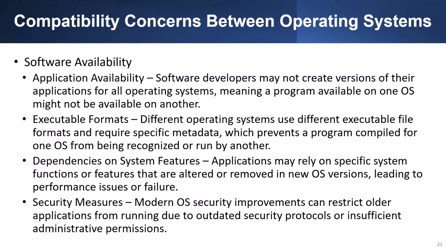Dependencies on system features. Applications may rely on specific system functions or features that are altered or removed in new OS versions, leading to performance issues or failure. Security measures. Modern OS security improvements can restrict older applications from running due to an outdated security protocol or insufficient administrative permissions.